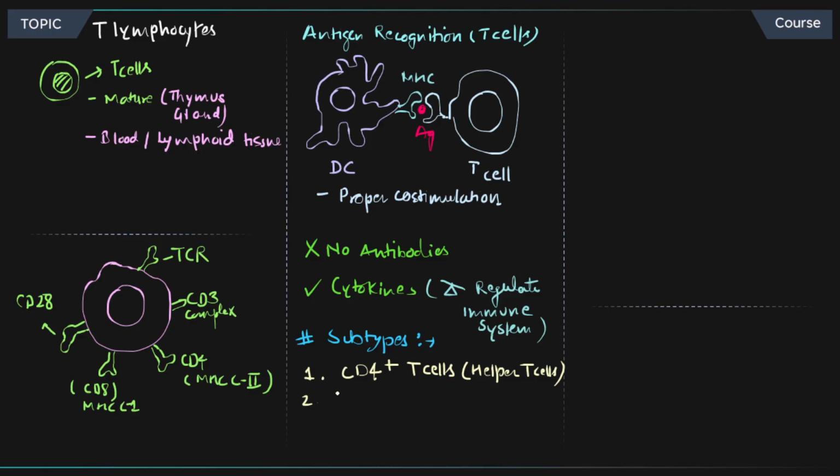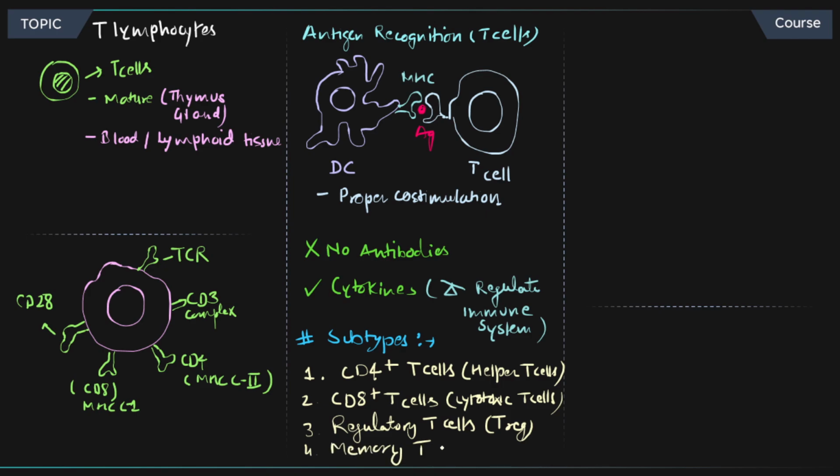CD8 positive, where the CD8 receptor is present, are known as cytotoxic T cells because they are involved in killing the infected cells. The third one is regulatory T cells, also known as Treg. As you can understand, their role is to regulate the immune system. Next, you have memory T cells that can memorize the interaction that happened between the immune system and antigens, right? So that they can fast initiate the process if there is an encounter with that particular antigen again.